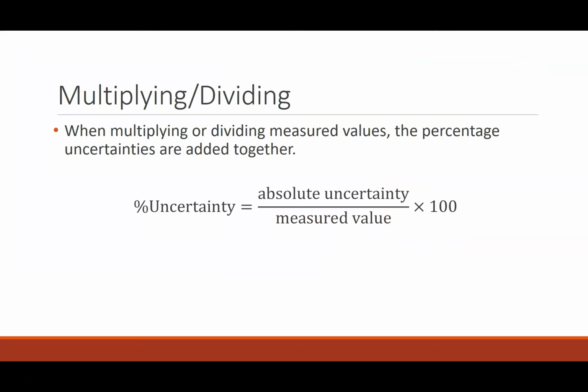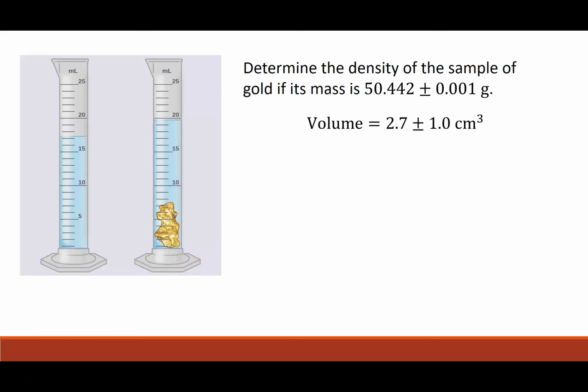The process for propagating uncertainties when we multiply or divide is a little more complicated. When measurements are multiplied or divided, the percentage uncertainties are added together. To find the percentage uncertainty, we divide the absolute uncertainty by the measured value, then multiply by 100. Let's look at how this works.